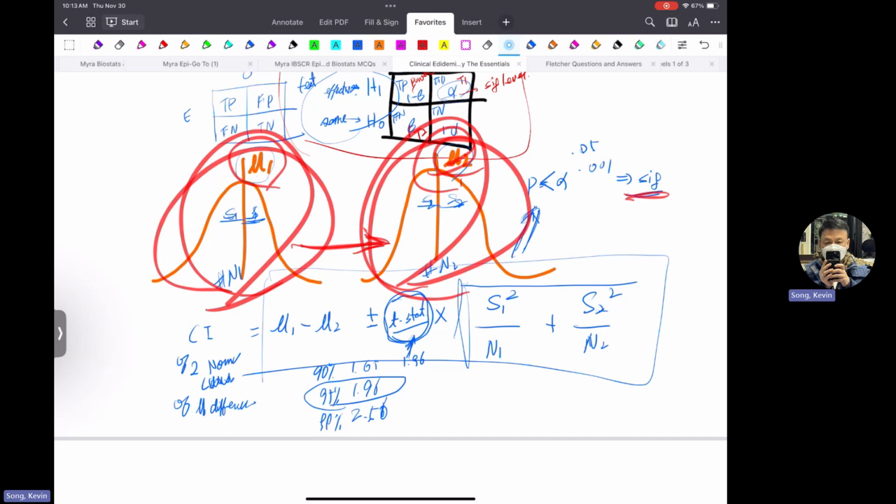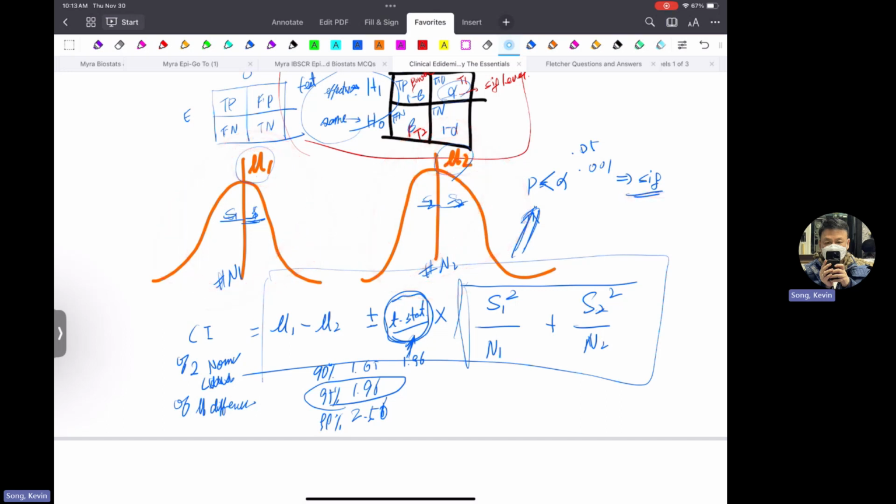On the other hand, if the p value is greater than alpha, for instance, p is 0.3, then in this case we call it statistically insignificant. That means that the old drug and the new drug have no effect difference. They are basically the same thing.